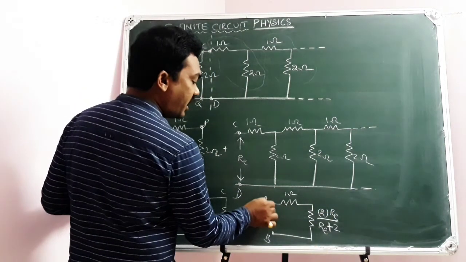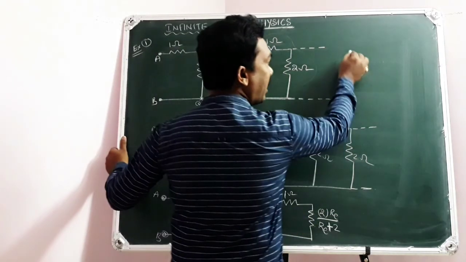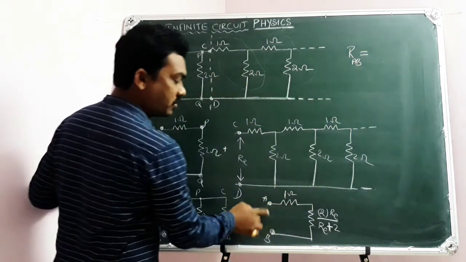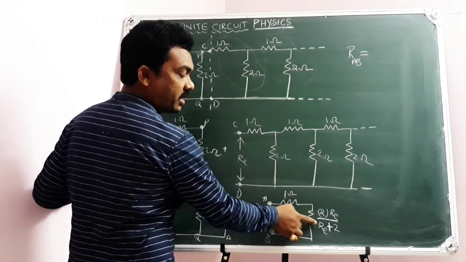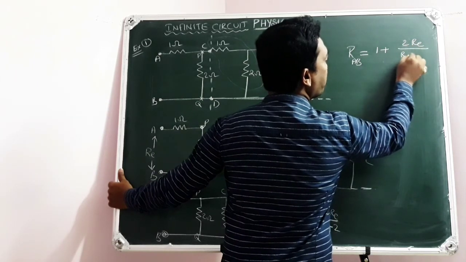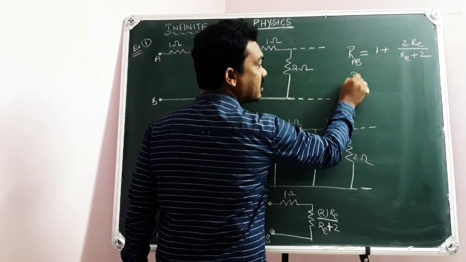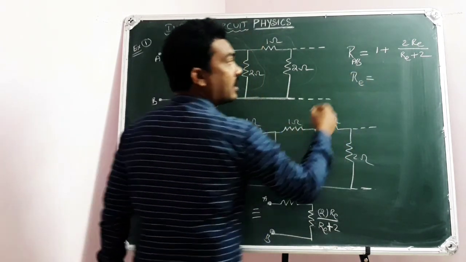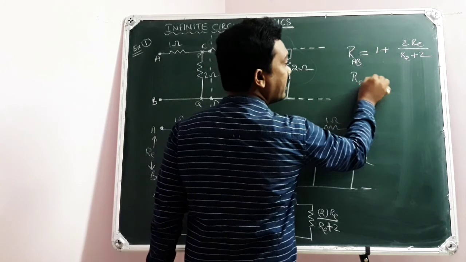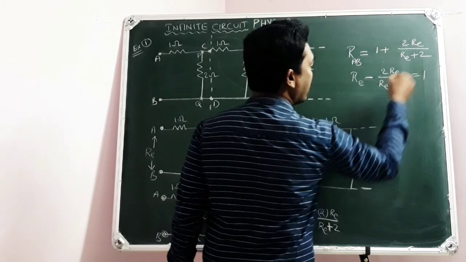Now in between A and B, these two are in series. So final equation, here I am writing, equivalent resistance across AB is equal to the series combination of 1 ohm and this. So 1 plus 2RE by RE plus 2. Of course, I told you already equivalent resistance across AB supposed as RE. And the other side, 2RE by RE plus 2, take to this side, so it is minus 2RE by RE plus 2 equal to 1.